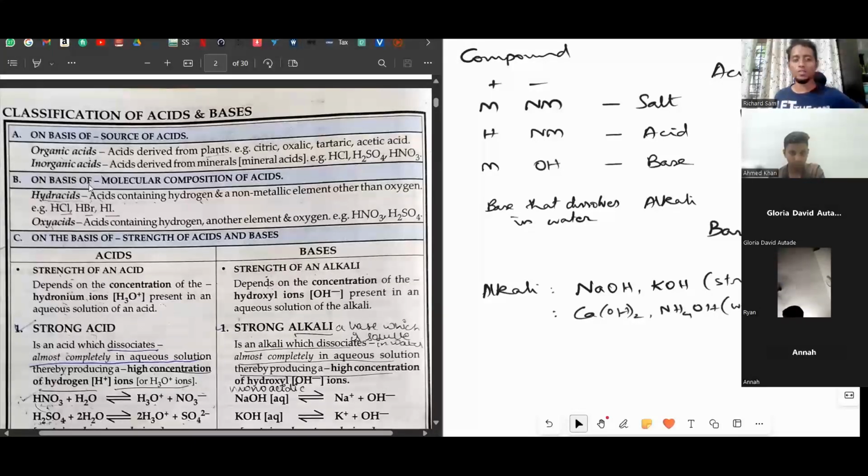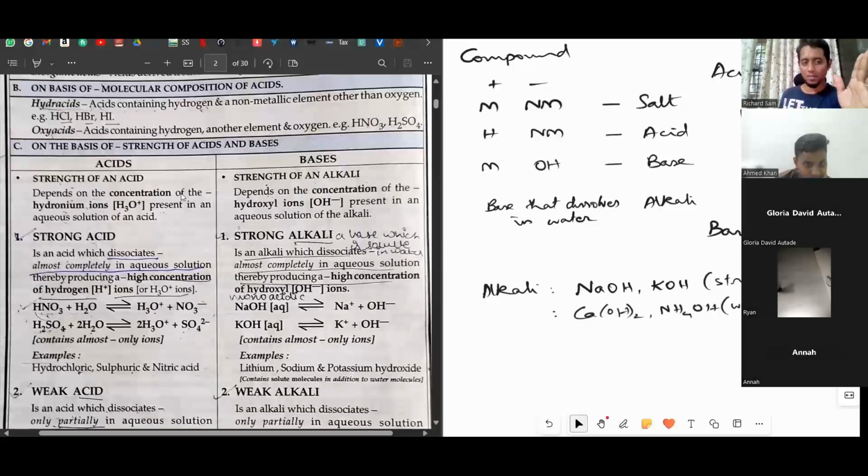Okay. Next is on the basis of molecular composition of the acids. Molecular composition means whether they have oxygen in them or no oxygen in them. So hydracids have no oxygen in them. It is just hydrogen with a nonmetal. HCl, HBr, HI. Oxyacids will have hydrogen, a nonmetal, and oxygen. So, for example, HNO3 and H2SO4. Right? They have hydrogen, they have a nonmetal like nitrogen or sulfur, and they have oxygen.